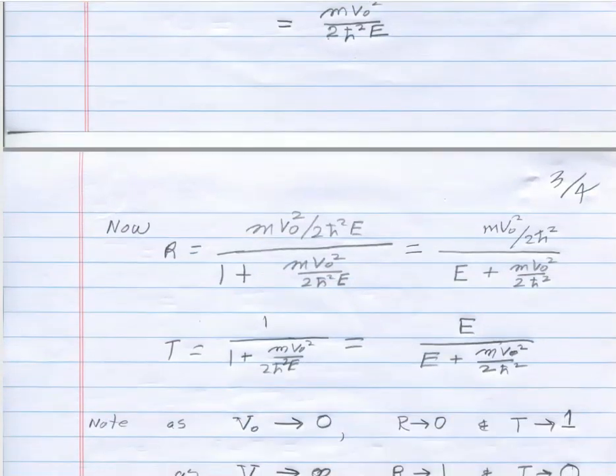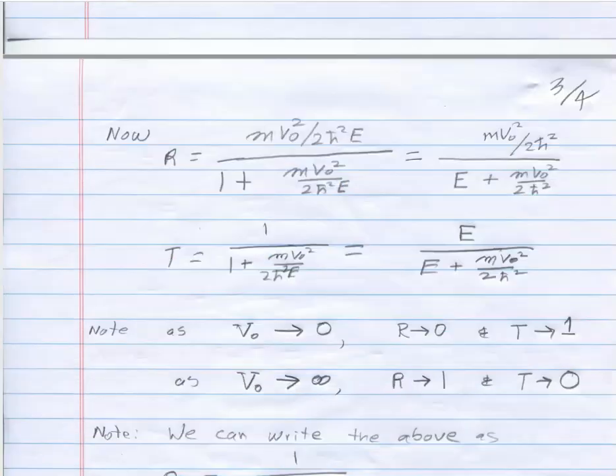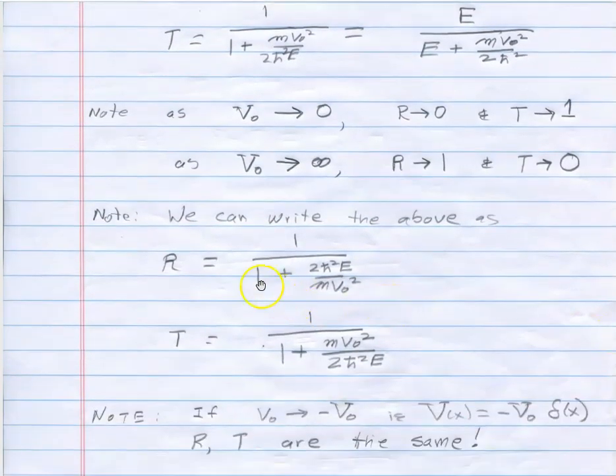I'll also note that sometimes people like to have the reflection coefficient in the same kind of form, so they divide top and bottom by the numerator. And when you do that, you get the reflection coefficient in this form, and the transmission coefficient in this form. Notice these two terms: if this is beta squared, then this is 1 over beta squared.